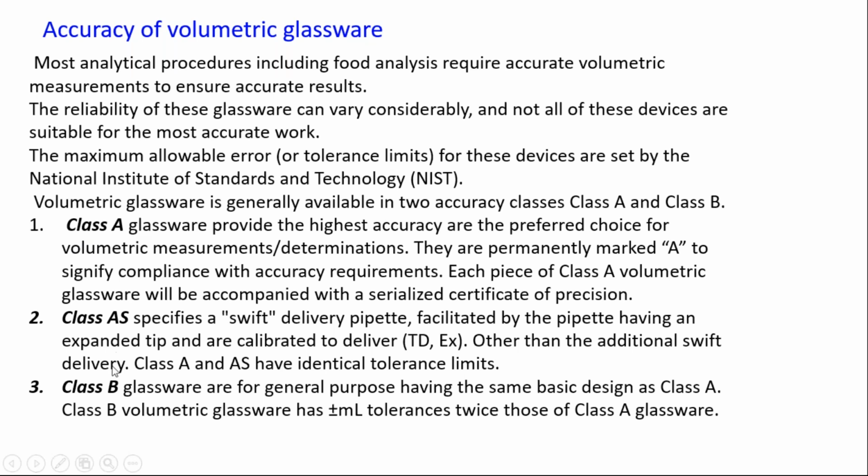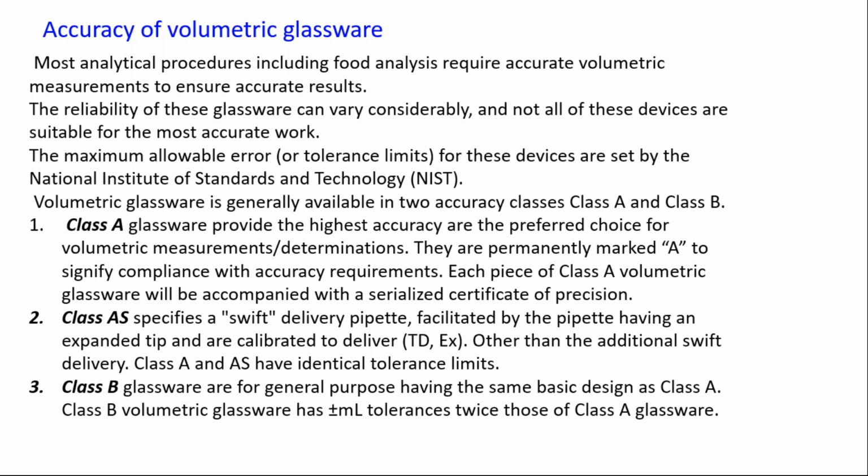Class A glassware is more expensive than class B glassware, but for precision you need to use class A glassware. With each piece of class A glassware that you obtain, the supplier will give you a certificate which has all the tolerance limits and the calibration, and there will be a serial number on the certificate. And class A glassware will always have A etched on it, like what we saw in the previous slides.